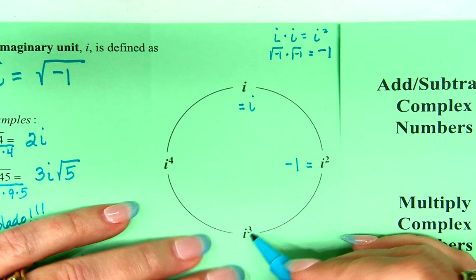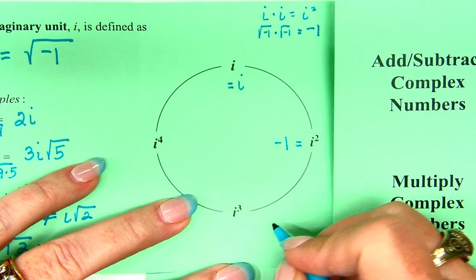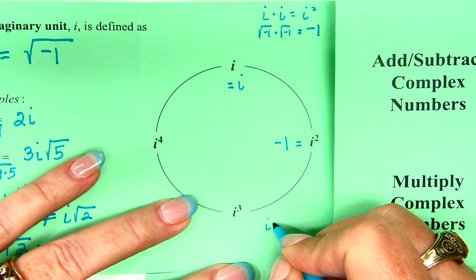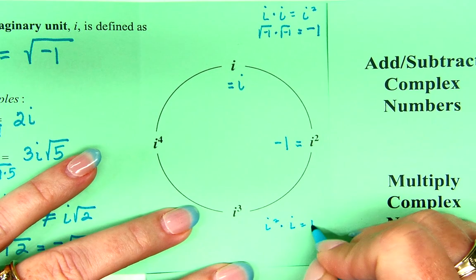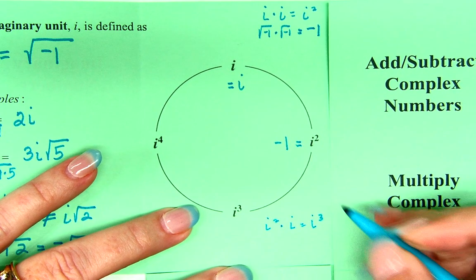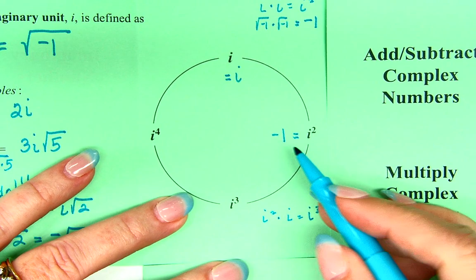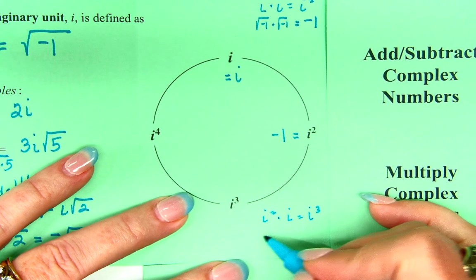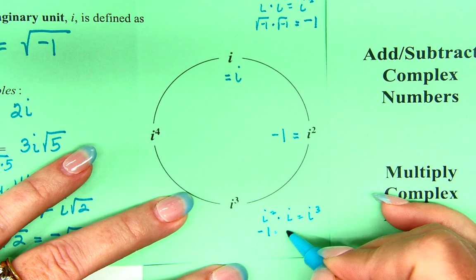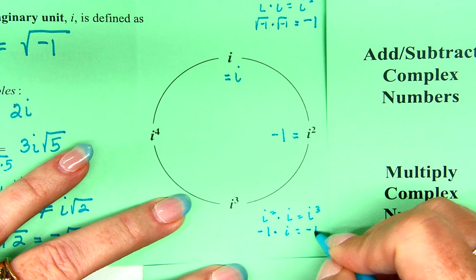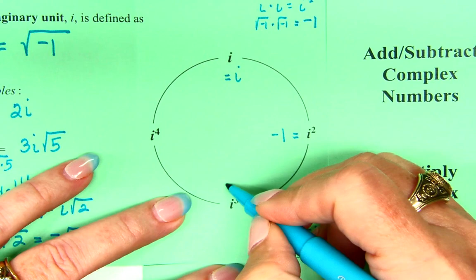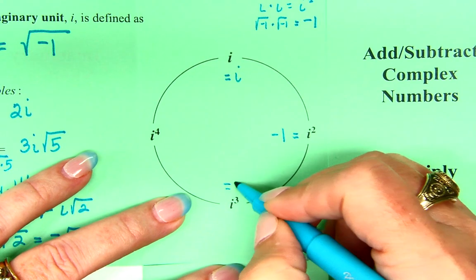Would you agree that i to the third is the same thing as i squared times i? Isn't that really i to the third? Well, what did we just say i squared equals? Well, what's negative 1 times i? Yeah, negative i, right? So i to the third is actually equal to negative i.